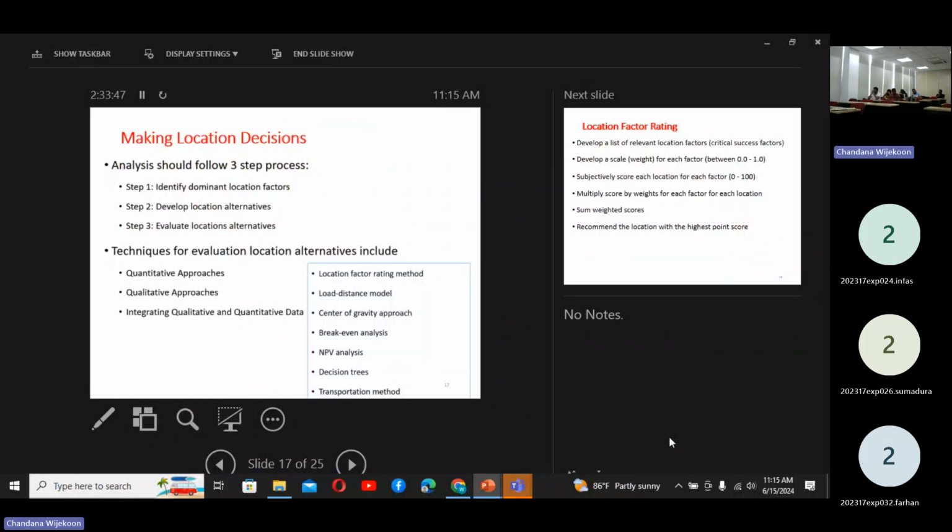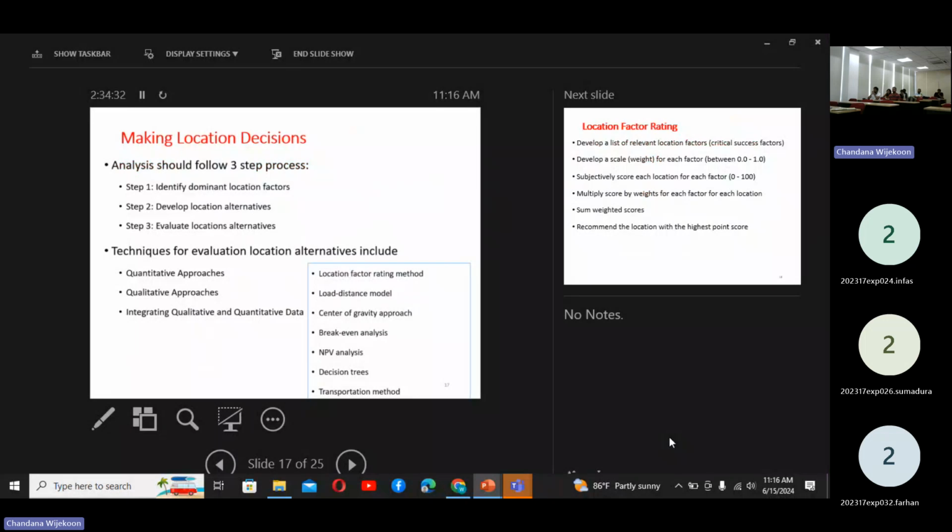As you see here, it's important to begin with some factors relevant for the decision. We call them dominant location factors. As you can understand, there can be many different location factors to consider. Out of them, decision makers should carefully identify the most important location factors for the decision. We call it identifying dominant location factors. I hope that is clear.